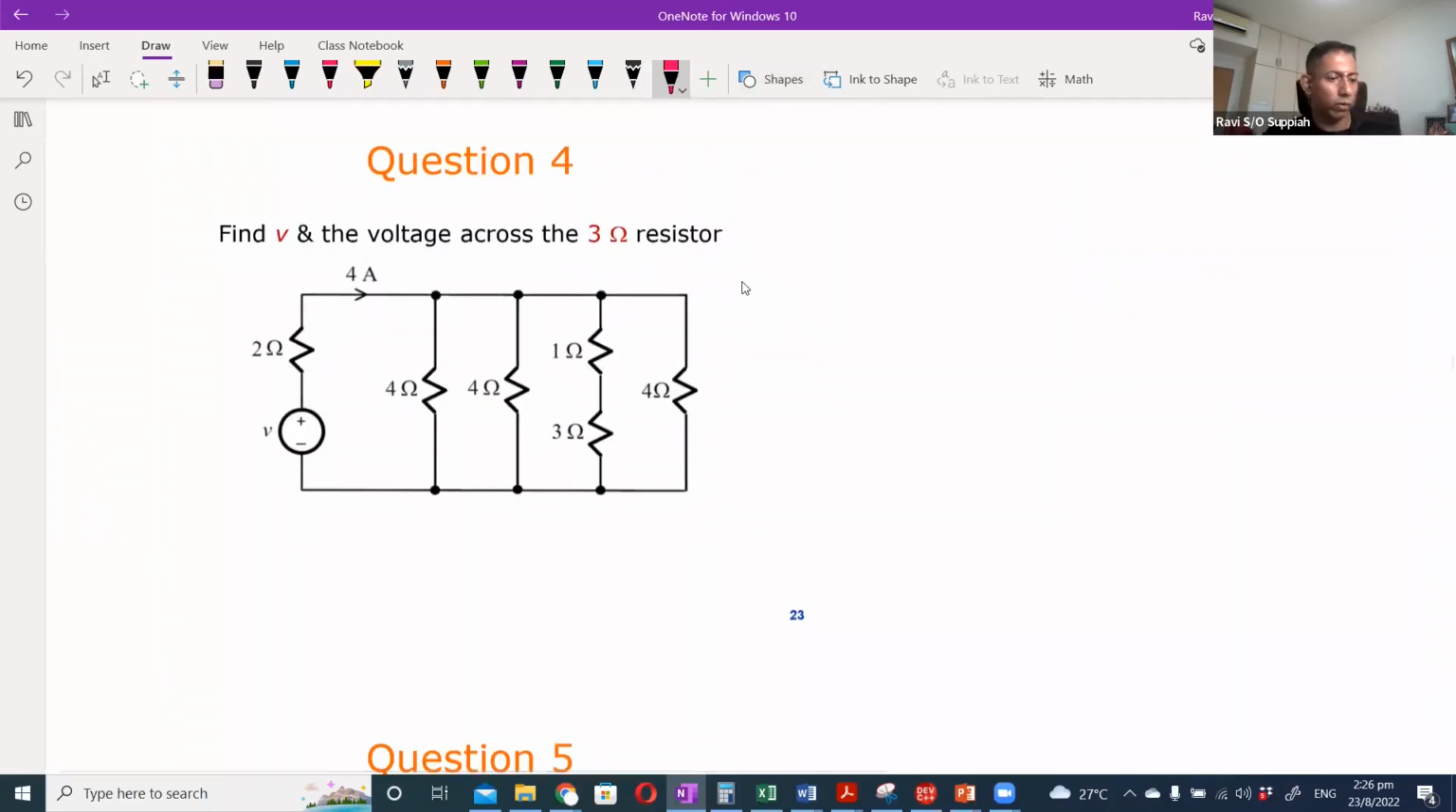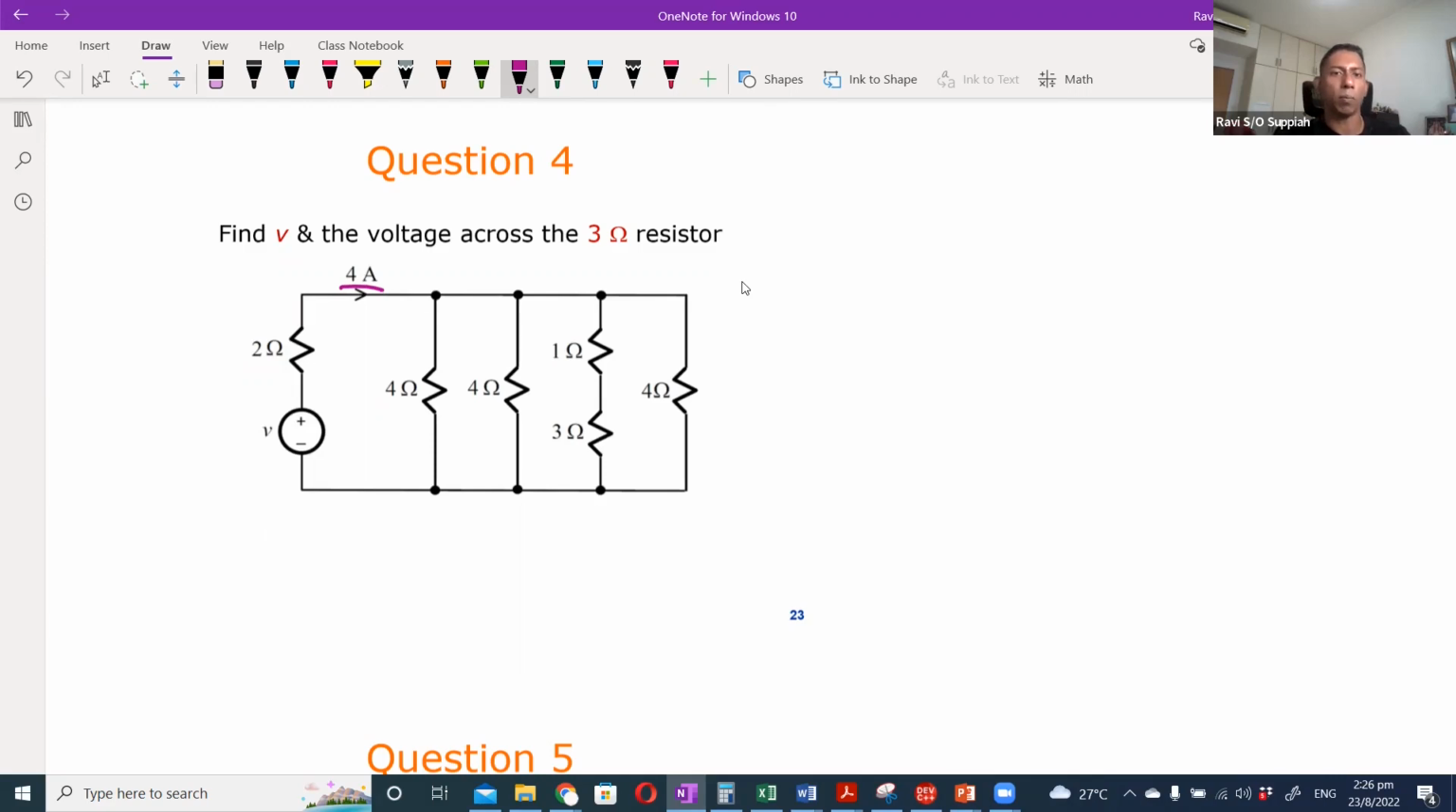Question 4. Find the V and the voltage across the 3 ohm resistor. In this case, you have 4 branches and you know the 4 ampere is coming in. In this example it is a bit easy because all 4 branches have the same resistance: 4 ohm, 4 ohm, 4 ohm, 4 ohm. Since you have 4 branches of the same resistance, the current that comes in will split equally into the 4 branches.